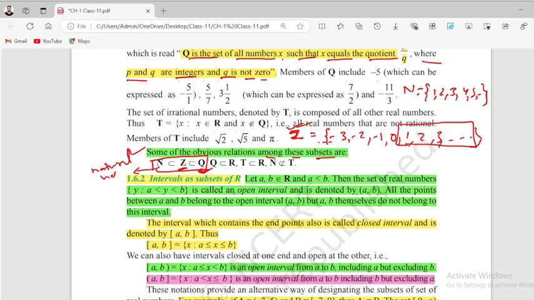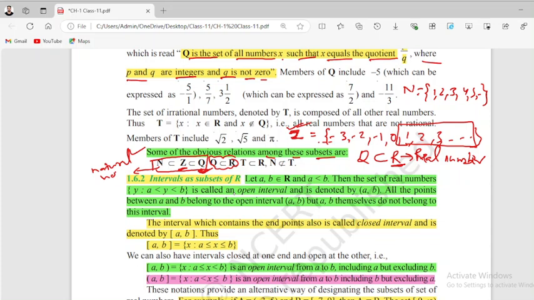But for this, Q, the rational numbers, is a subset of R, the real numbers, because the real numbers contain both rational and irrational numbers. So that's why Q is a subset of the real numbers. Basically these are the examples of all these.